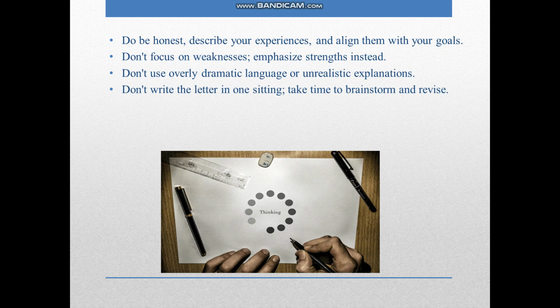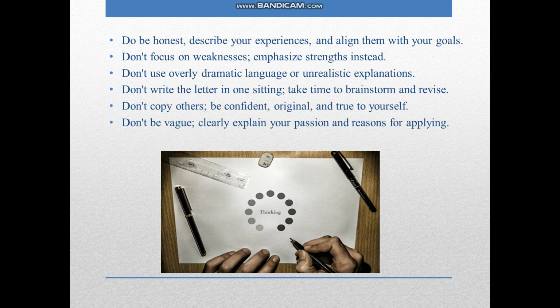No, you have to take your time, brainstorm, write your notes. You have to add things and omit things. Take your time to make it effective and clear. Don't copy others. Be confident, original, and true to yourself. Don't take someone else's letter and write it just as it is.